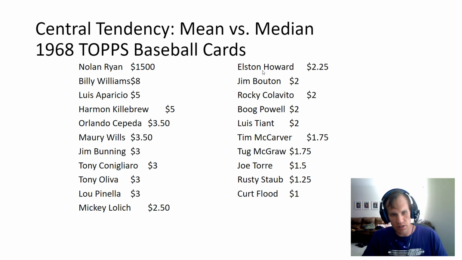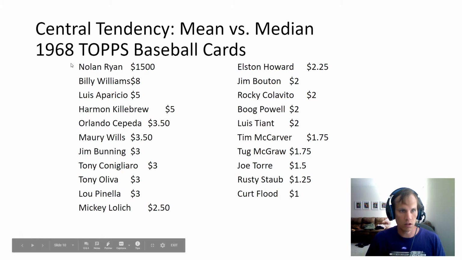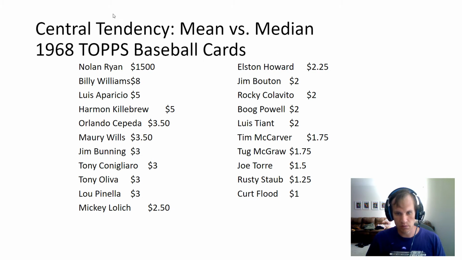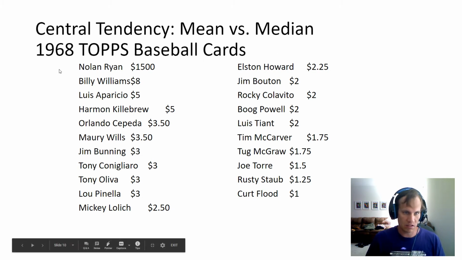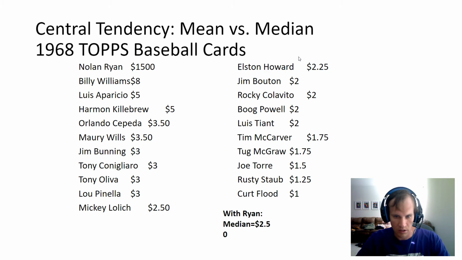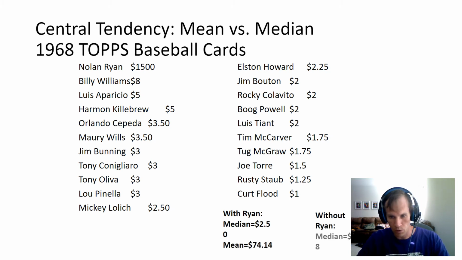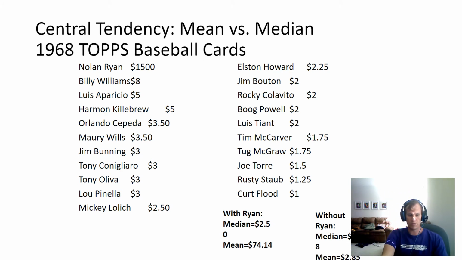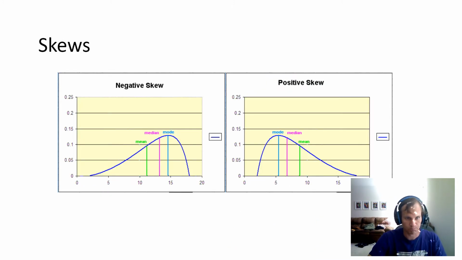An example of this: you have all these different baseball cards from 1968, and the price of them in modern day. Most of them are about the same, but you have this huge variation with the Nolan Ryan. So if you include that Nolan Ryan card, the median is about 2.5, but the mean is 74. Without it, the median is 2.3 and the mean is 2.85. So you can have these really big outliers that massively skew your data distribution.